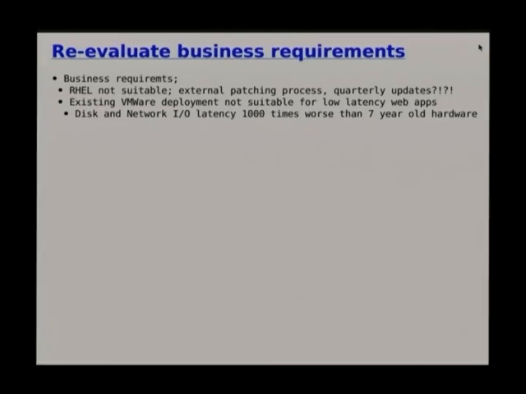We were really, really unhappy with the way VMs worked on VMware, and our disk and network latency was orders of magnitude worse than 5-year-old hardware by this point, or 7 even. So we basically went back to the managers and said, we've got to change. We've got to find money for hardware to buy new gear. And they went, how about we put stuff in the cloud?